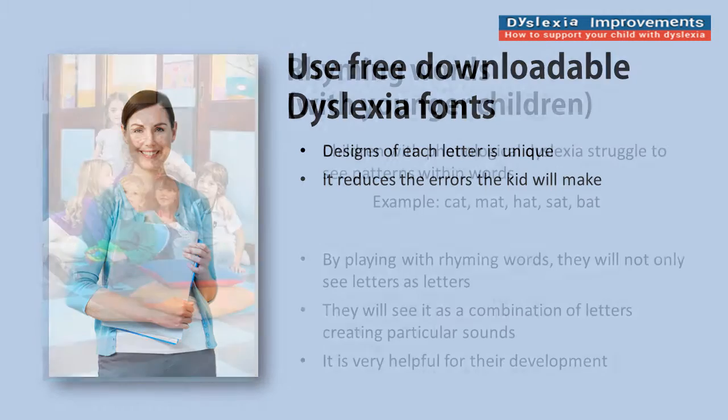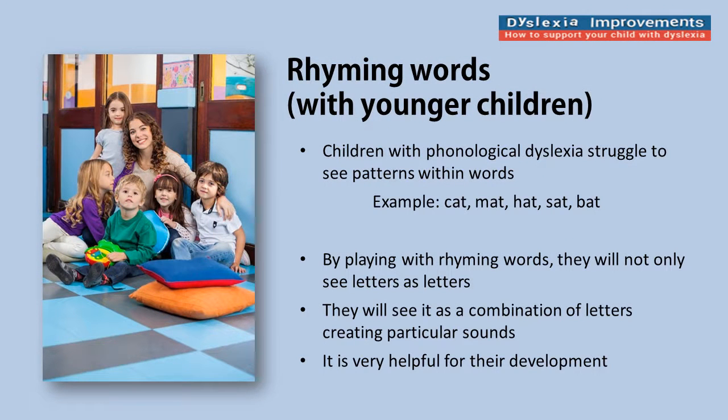Something else that's really worthwhile for younger children is to get them involved with anything to do with rhyming words. Keeping in mind that children with phonological dyslexia have trouble naturally pulling words apart and putting them back together in their heads, rhyming words are a good way of causing your younger children to be doing that without even really thinking about it. Things like cat, mat, hat, fat, bat, all those words that young children tend to pick up fairly quickly.